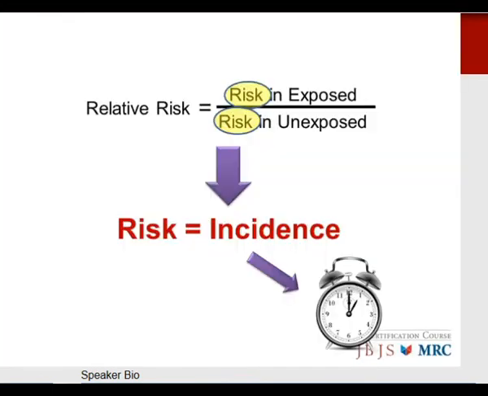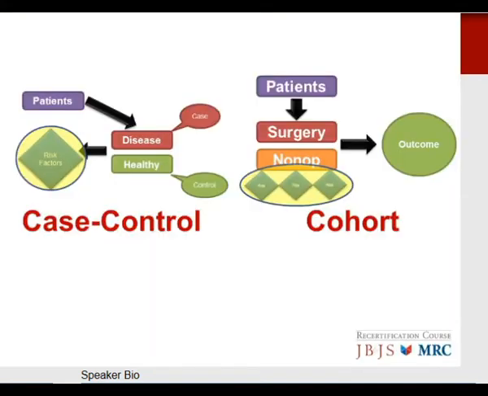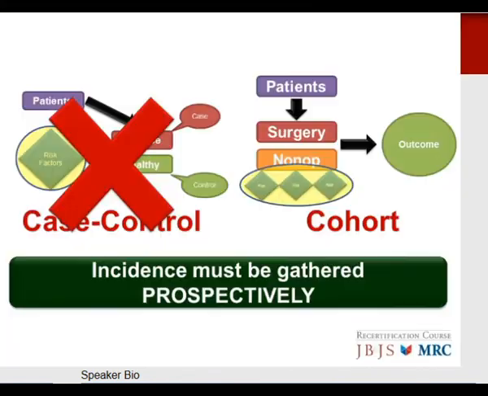And how do you determine risk? Well, risk is calculated by incidence. And incidence is a prospective thing that you can only determine going forward. You can't figure it out going back in time. And remember our study designs. The cohort study is the one going forward in time. So relative risk gets associated with a cohort study, because incidence must be gathered prospectively.